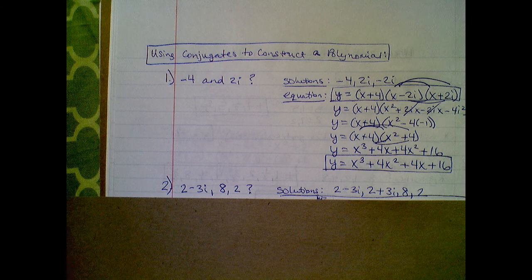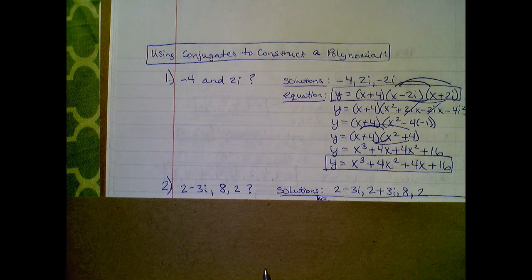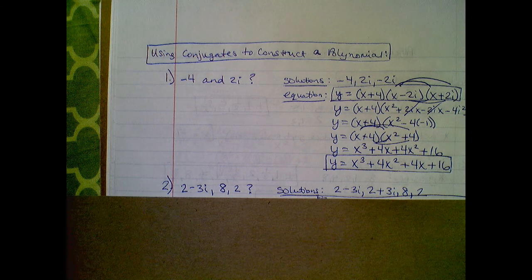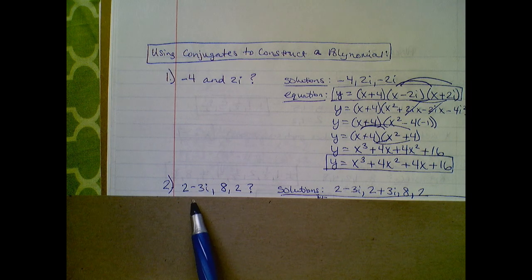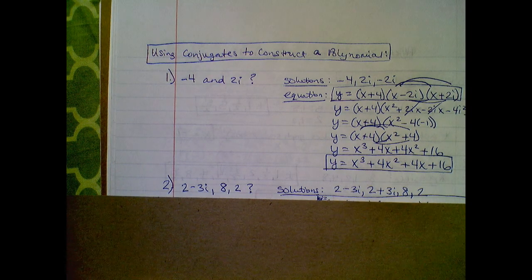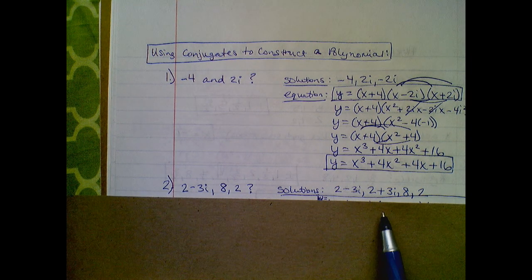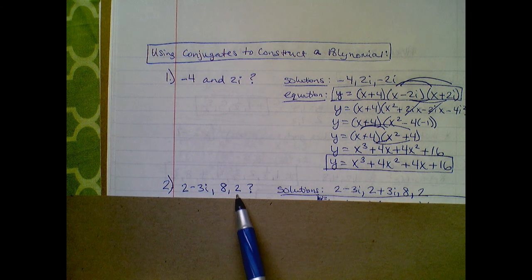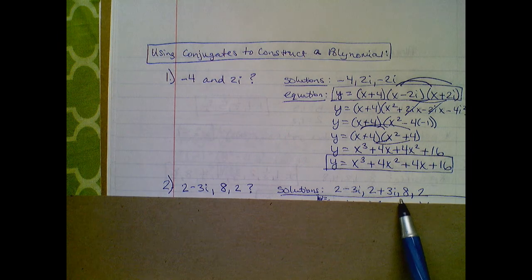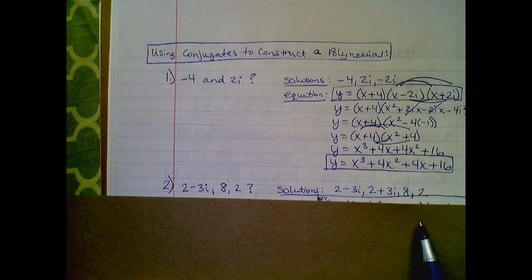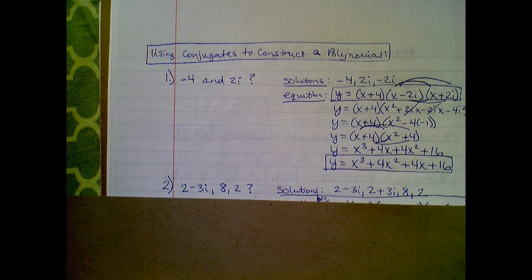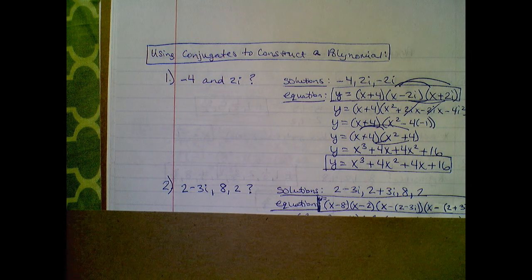So we have 2 minus 3i, 8, and 2 are our solutions. Since we know 2 minus 3i is a solution, then 2 plus 3i is also a solution. 8 and 2 don't have a radical over them or an i attached to them, so we don't put a plus or minus sign in front of those. So this one would have 4 total solutions. So then from here, we're just going to plug in the opposite.